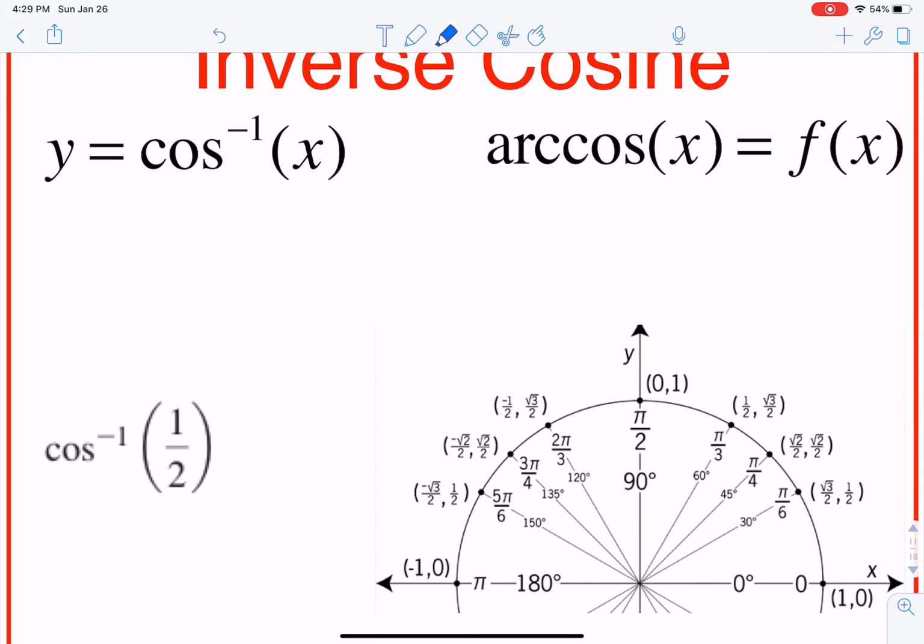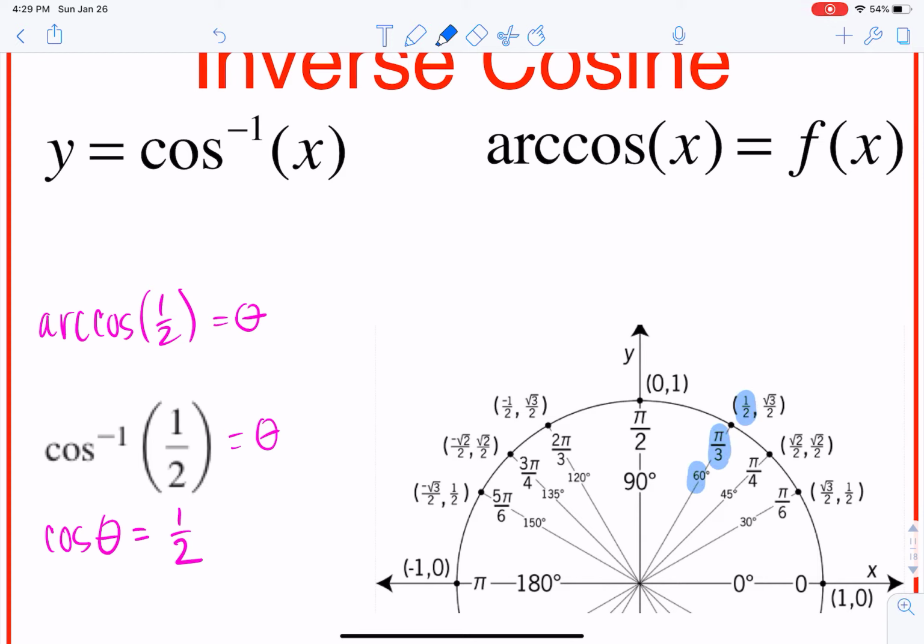So cosine inverse of 1/2 is the same thing as saying arc cosine of 1/2 is equal to what angle? Or cosine of some angle is equal to 1/2. So I'm looking for when I have an x value of 1/2, and here I am at pi over 3 or 60 degrees. So this is equal to pi over 3.